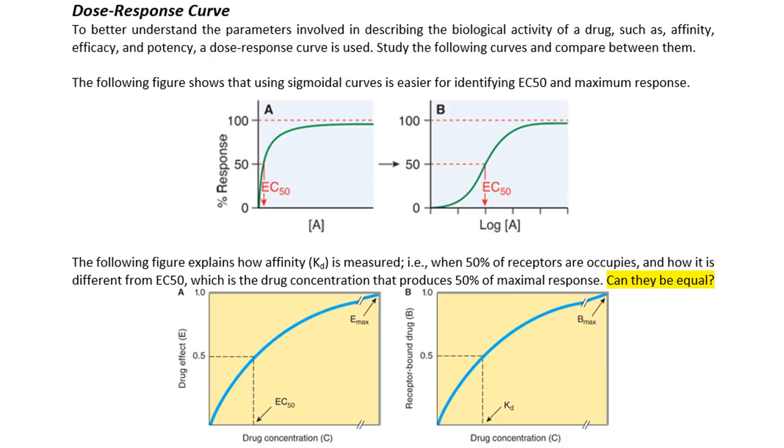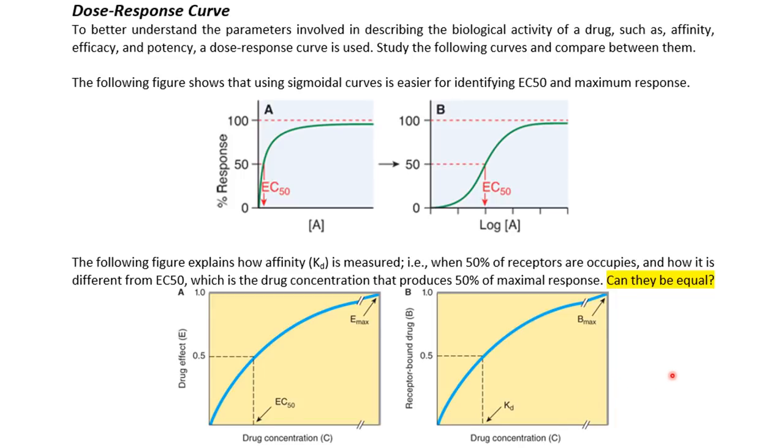Okay. On the other hand, there is another term called the EC50, which is the concentration of the drug at which we have 50% of the effect. So if the maximum effect of the drug is here, then 50% of the effect will be achieved at this concentration, EC50. Now I want you to consider one thing, which is, can these two be equal?